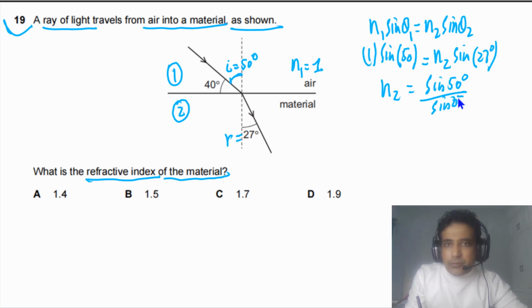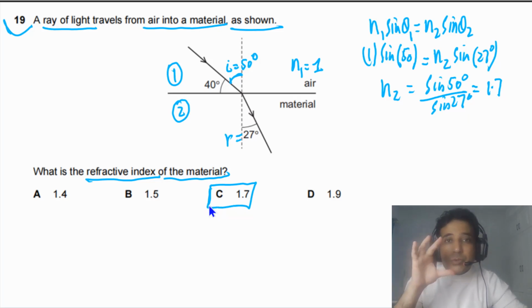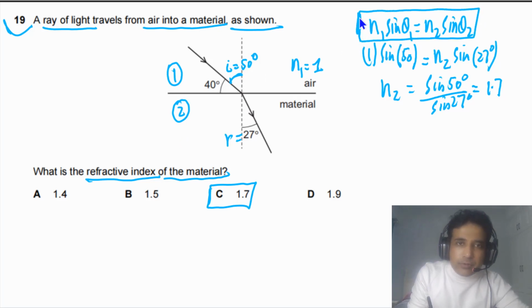So let me rewrite this. So this is 27 degrees. If we solve this one, our answer will be equal to 1.7 up to 2 significant figures. So C is the answer for this question. So simply you need to understand Snell's law. The best way to use Snell's law is simply you can mark one medium 1, another medium you can mark 2, and then you can use Snell's law. If you follow these steps, you will not make mistakes.